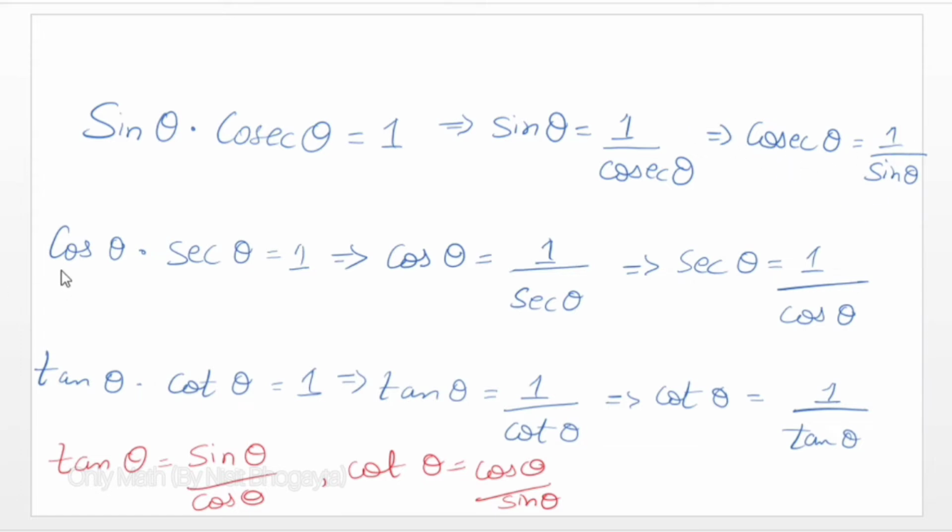Same way cos theta times sec theta is 1, which gives you cos theta equals 1 over sec theta and sec theta equals 1 over cos theta. Tan theta times cot theta is 1, because again tan and cot are reciprocals of each other. So tan theta will be 1 over cot theta and cot theta will be 1 over tan theta.